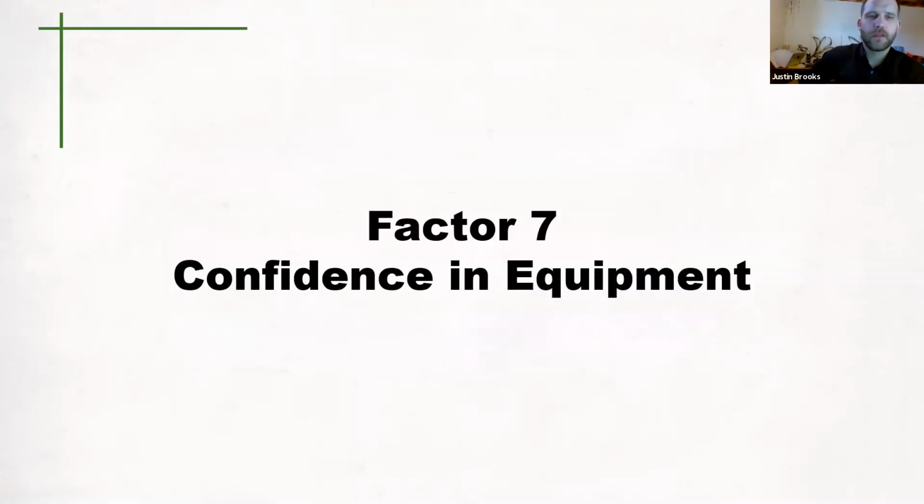All right. Factor 7, confidence in equipment. Overconfidence in the equipment occurs when we have placed excessive and sometimes unwarranted trust that the equipment or tool we're using will always perform exactly as designed. The possibility that the equipment could in fact fail is not considered, discounted, or minimized.